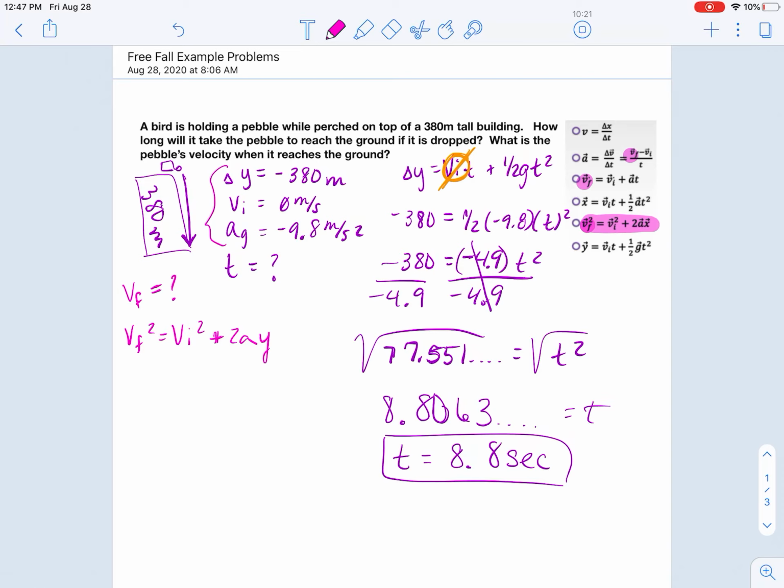It's the same thing. So now, whenever I go to plug in my numbers, my initial velocity, once again, is 0. So my final velocity squared is equal to 2 times a negative 9.8 times negative 380. Once again, make sure you include all of those negatives. So if I put this in my calculator, it's going to calculate out for me a value of 7,448.